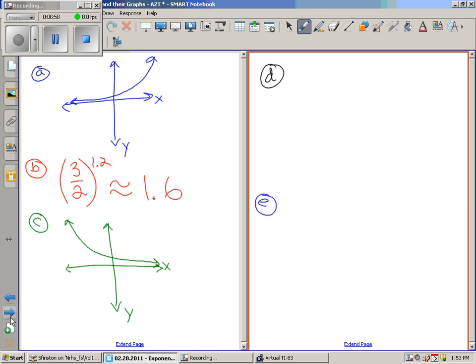And the hard part. How do you figure out an equation for it? Any ideas? Leslie, what are you thinking? You are amazing, Leslie. That's exactly what you do. You flip the original. So instead of it being 3/2, it's 2/3 to the x.